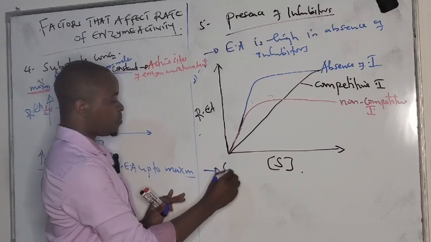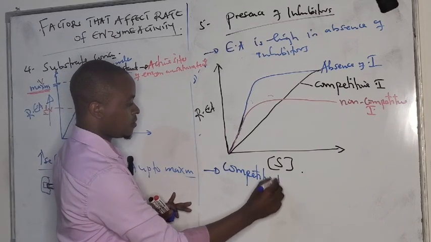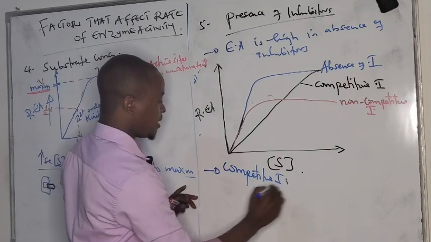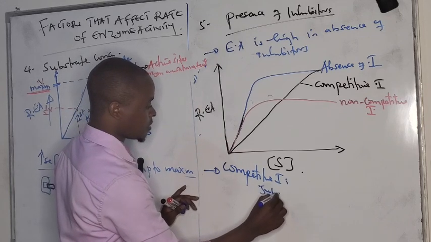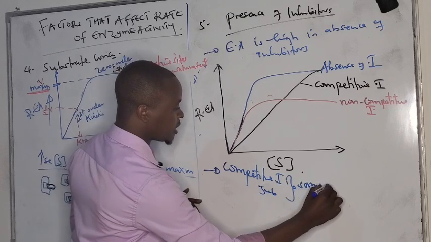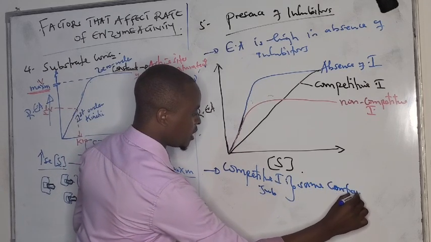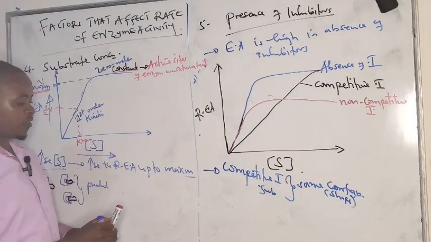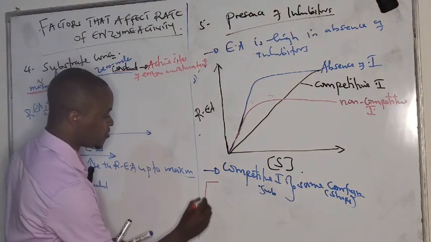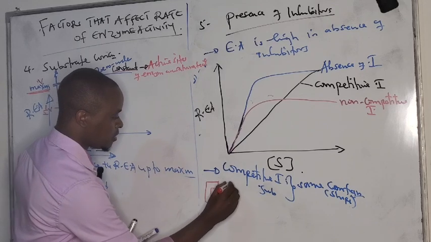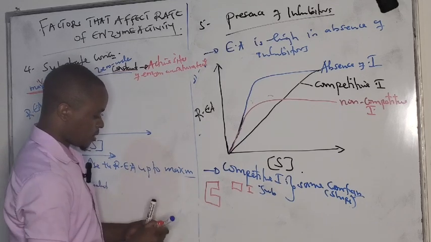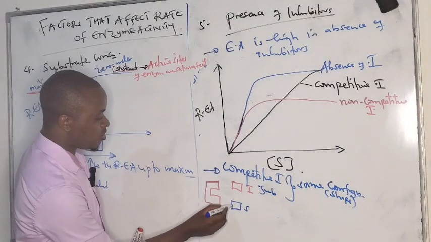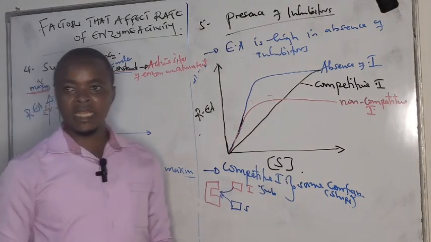We know that in the presence of a competitive inhibitor, the inhibitor and the substrate have the same configuration. The inhibitor and the substrate have the same shape, so they compete for the same binding site. For example, if I have the enzyme here with an active site, the inhibitor and the substrate have the same shape. Therefore, they compete for the same binding site.